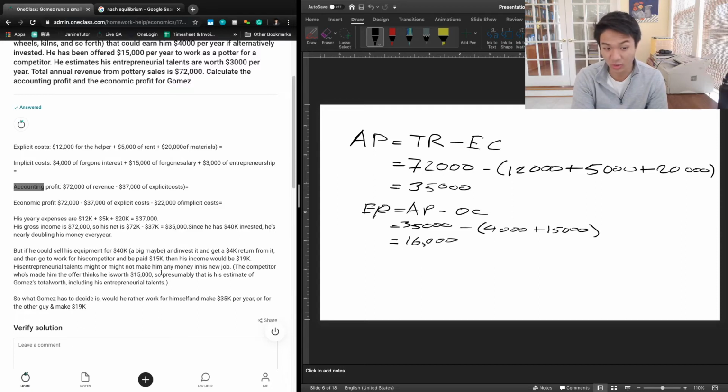So in that case, you wouldn't actually include the $3,000 separately, right? So that's one thing we're going to note. What Gomez has to decide is whether he would rather work for himself and make $35,000 per year, or for the other guy and make $19,000 per year. This is a question you can decide, but again, you don't want to compare accounting profit to economic profit. That is not the way. You want to be comparing economic profit for both.